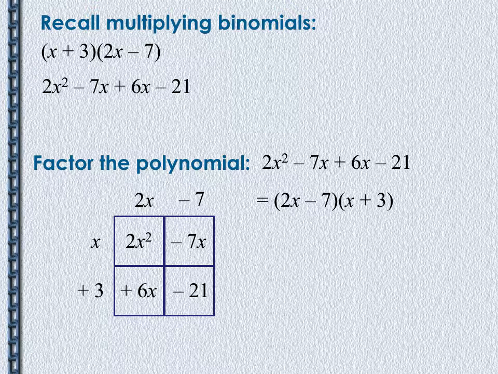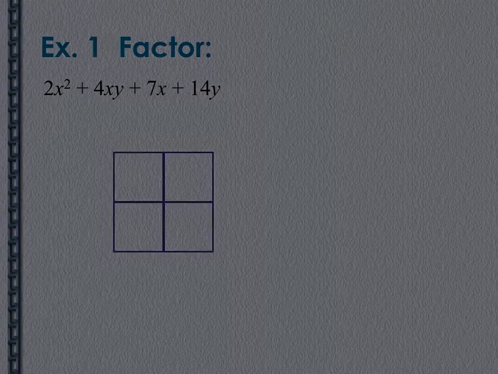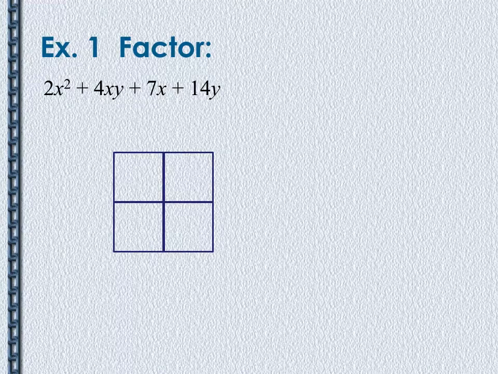So our objective is going to be to take a polynomial with 4 terms. We're going to use the box strategy to factor it. So here's our first example. We'll put the quadratic term in the top left spot, and let's put 14y down here. Sometimes you have to play around with the placements.